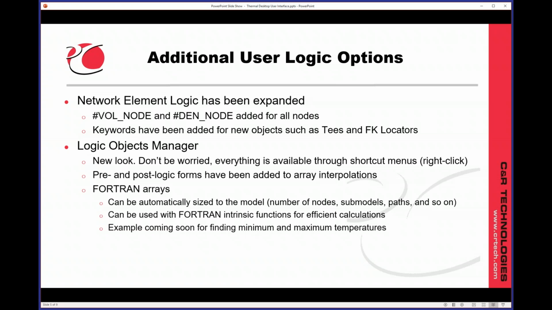We've also added Fortran arrays. These can be automatically sized to the model based on number of nodes, number of submodels, number of paths, whatever you want to choose for that. You can do real, integer, and character arrays. And then these can be used with Fortran intrinsic functions for very efficient calculations. I am working on an example for finding minimum and maximum temperatures, and you can do that per submodel. So keep an eye out for that to see when that shows up.